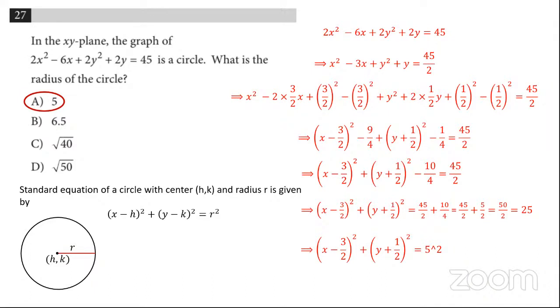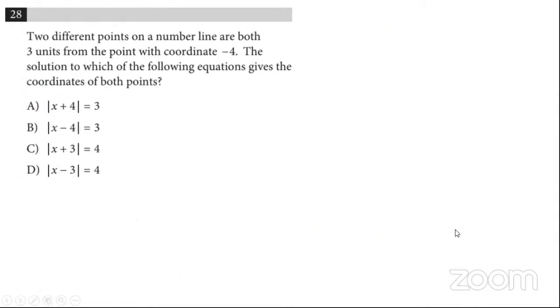So this is easy, right? If you know the standard equation of the circle, just transform our equation to that form. Basically, we need to remember the standard equation by heart. Okay. Now moving on to the next question. So the answer is option A, just 5.